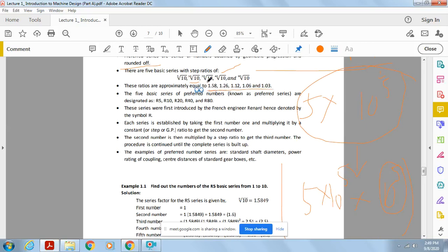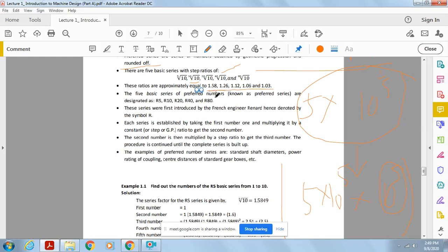If the first term is 5, the initial shaft diameter that is available in the market, then the next shaft size should be 5 into 1.58, and the next shaft size will be 5 into 1.58 into 1.58. This way, using the concept of geometric progression, the shaft sizes will be available in the market.